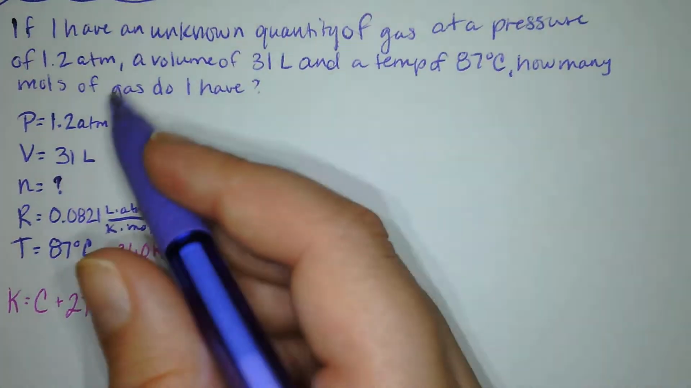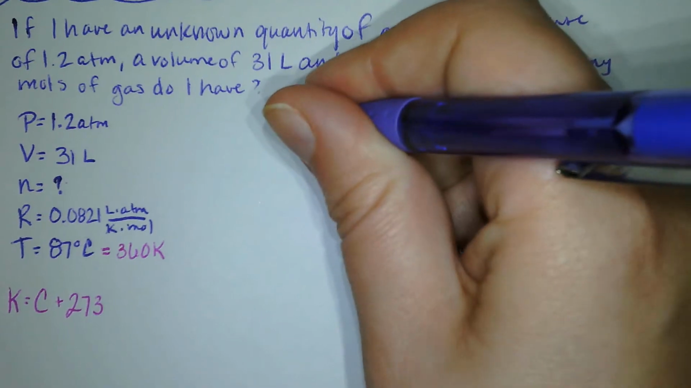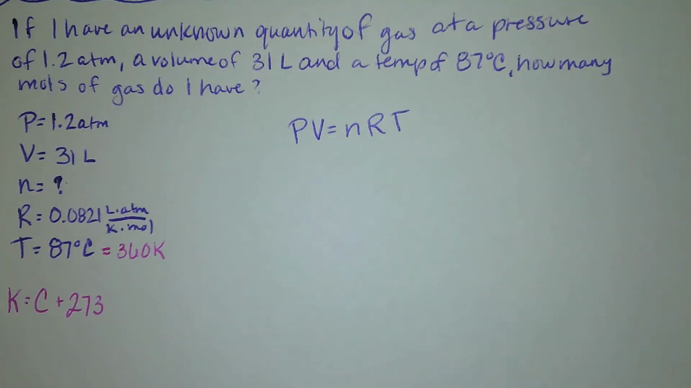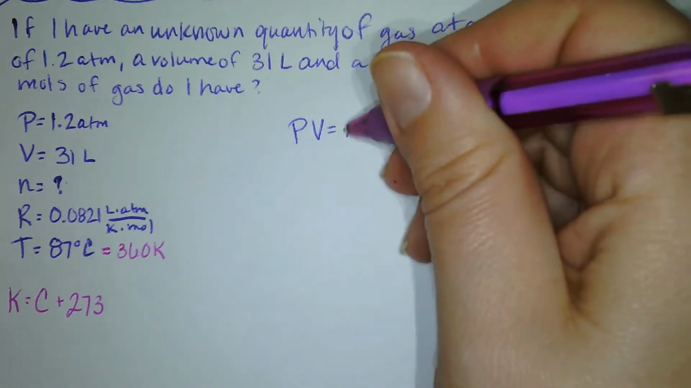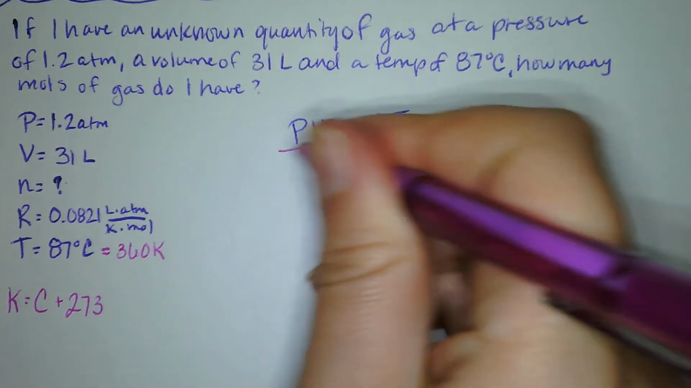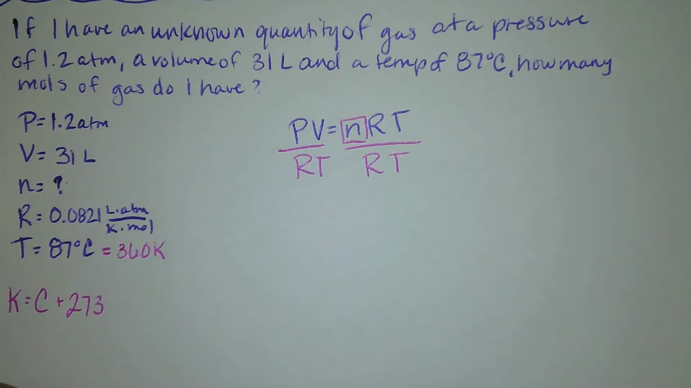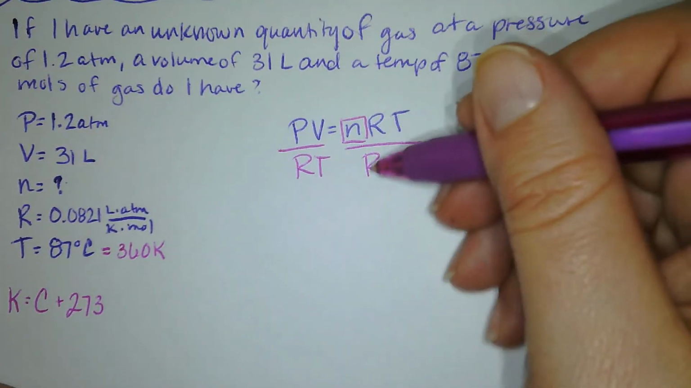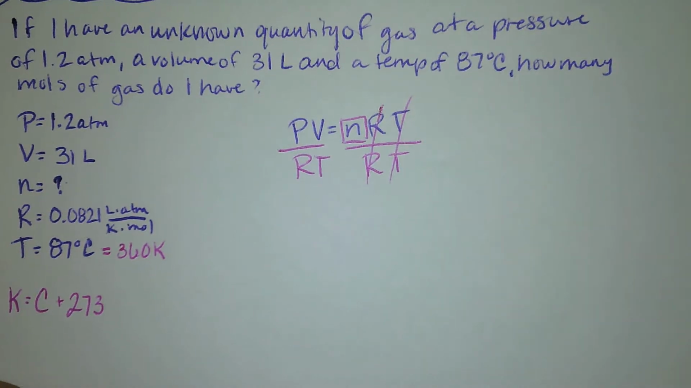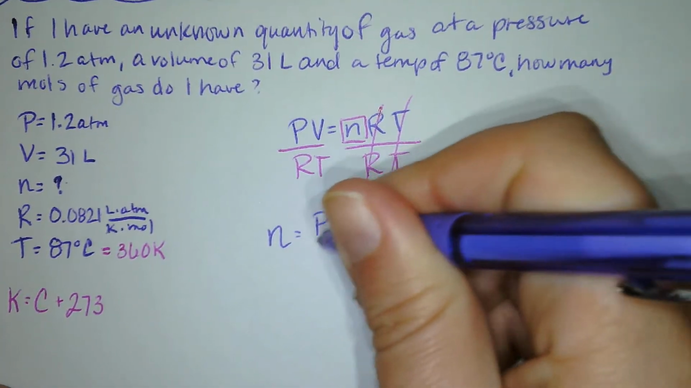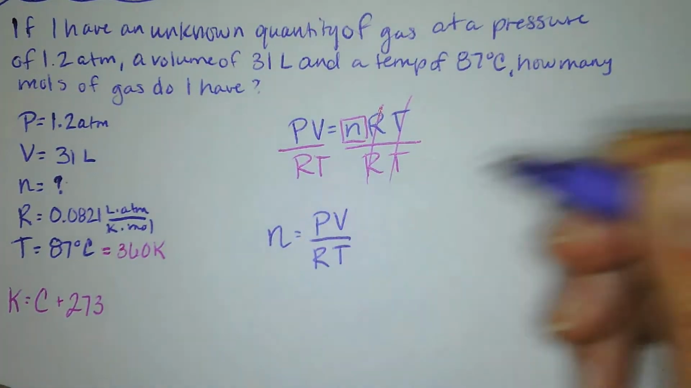All right, so we're good. We have all of our values except for one. So let's go back here. PV equals nRT. We need to solve it for n this time. So let's get rid of RT for both of them. Gone. And let me rewrite this. n equals pressure times volume divided by R times temperature.